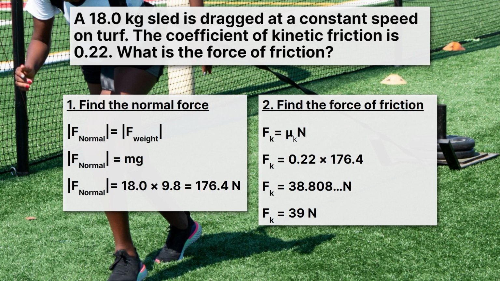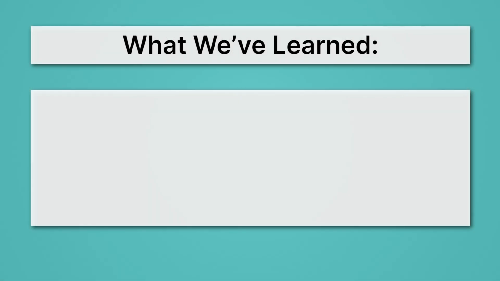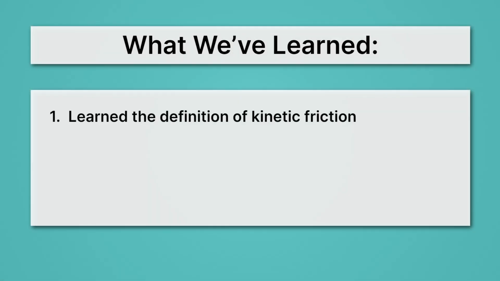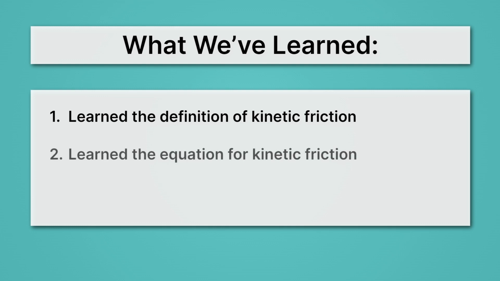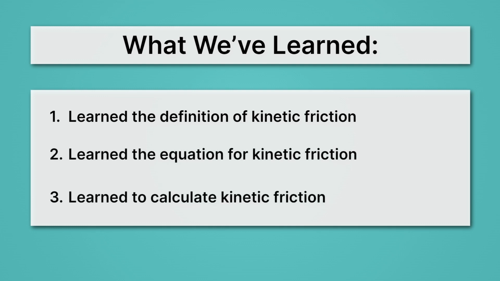Once again, we found the normal force by knowing the weight. And then we plugged in the normal force and the coefficient of kinetic friction to calculate the force of friction, which is 39 newtons. What have we learned? Well, we learned the definition of kinetic friction, which is basically just the friction force acting on something in motion. We learned the equation for kinetic friction, and then we learned to calculate kinetic friction. We put that equation to use.